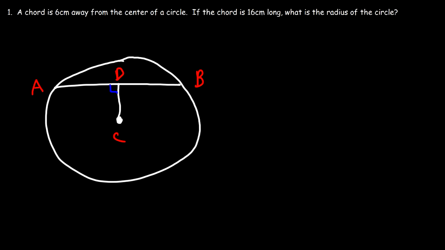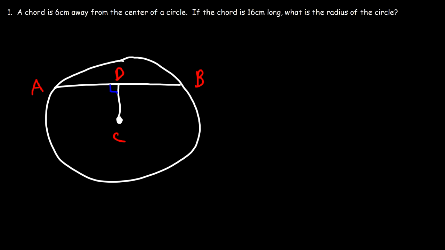Now we know that the chord is 6 centimeters away from the center of the circle. So that means CD is 6 units long. Now, the chord is 16 centimeters. So segment AB is 16 units long. And we know that if CD is perpendicular to AB, then AD and DB are congruent. So DB has to be half of AB. Half of 16 is 8. So let's put an 8 here.